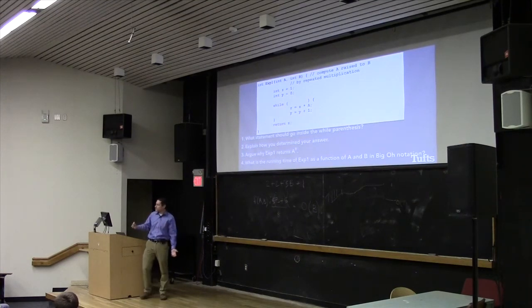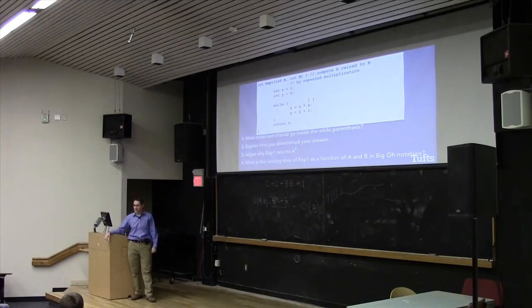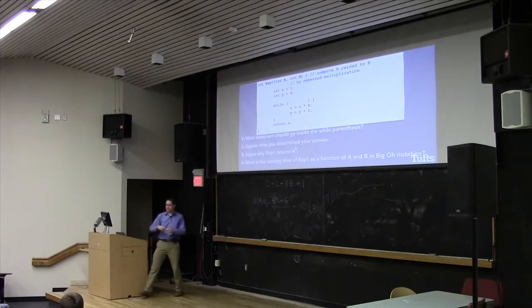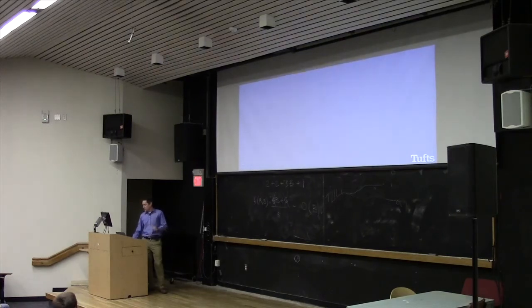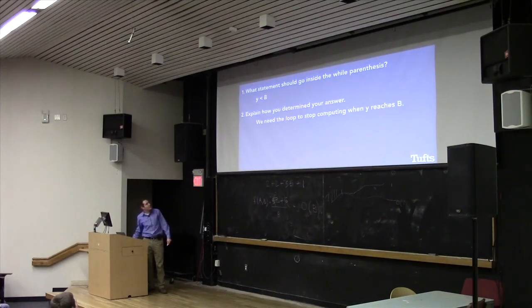It's like startup costs. Okay? Questions on that? All right. So let's see. We actually went through all these. Y is less than b. Explain how you determine your answer. We need to loop to stop computing when y equals b, right? When y reaches b. Argue y returns a to b.